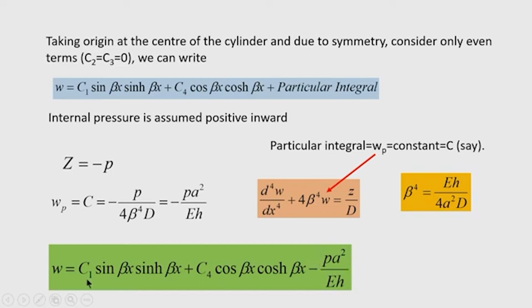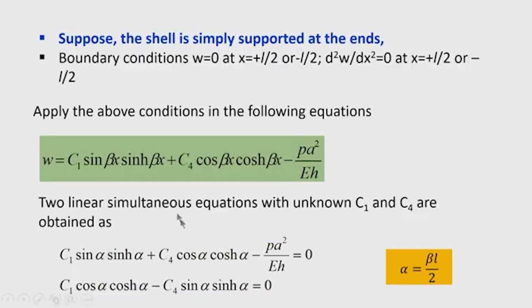Now, here you are seeing that two constants of integration are appearing in the solution. So, they have to be found out considering the conditions at the ends. Since the shell is of finite length and the boundaries are defined in the problem, we can now apply the boundary conditions. In this problem, we assume that the shell is simply supported at the ends. So, the boundary conditions now become, at x is equal to plus L by 2 or minus L by 2.